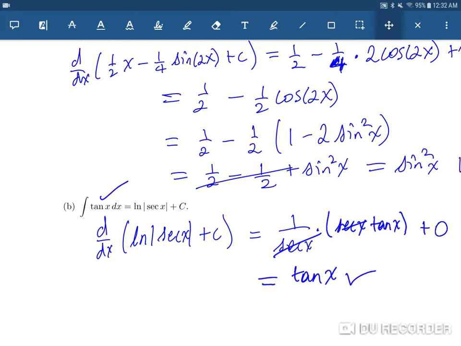So to verify that an integral that you calculated is a correct answer, you actually don't need to go to the back of the book to check the answer. What you can do is just simply differentiate your answer and see if it gives you the integrand that they gave you. All right.